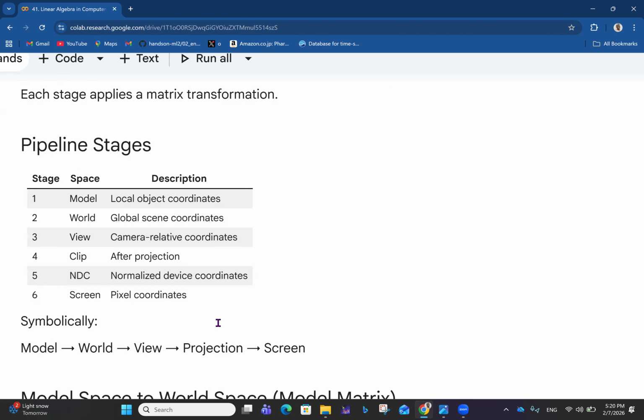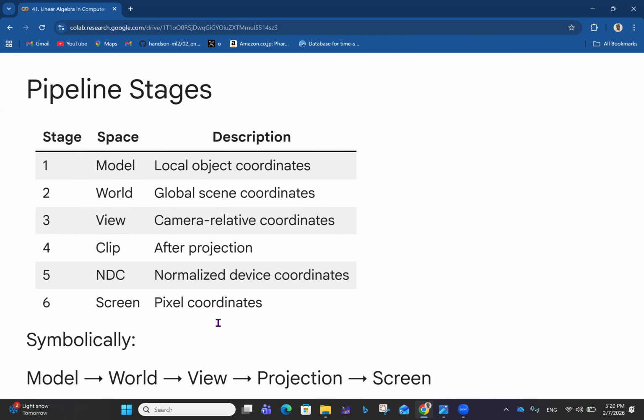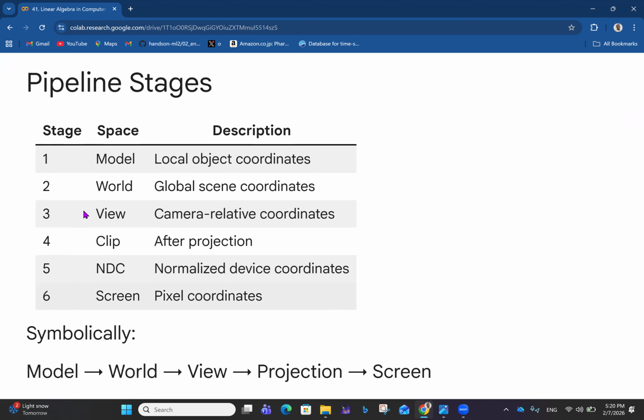Talking about the pipeline stages, like we mentioned, we have the following. At stage one, you have the model space, and there you have the local object coordinates, like maybe X and Y axes, or if it's three-dimensional, X, Y, Z axes. At the second stage, you have the world space, the global scene coordinates. At stage three, you have the view, which is camera-relative coordinates. And at stage four, you have the clip, which comes after projection.